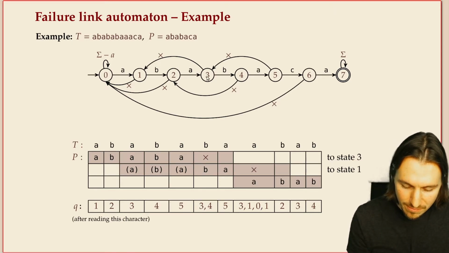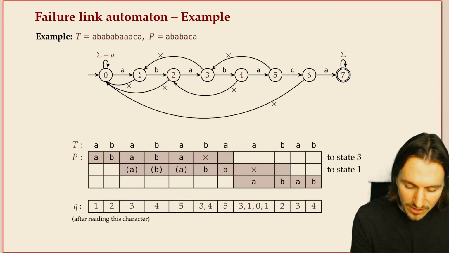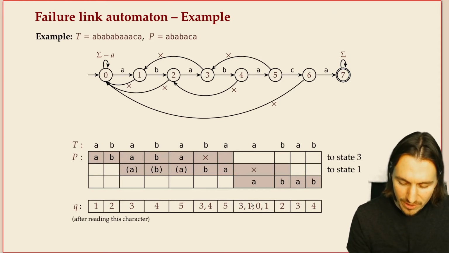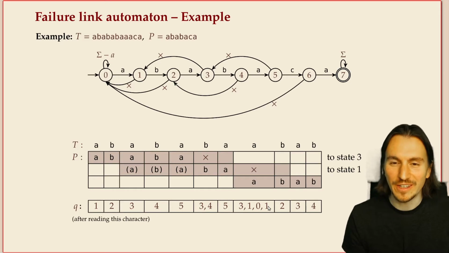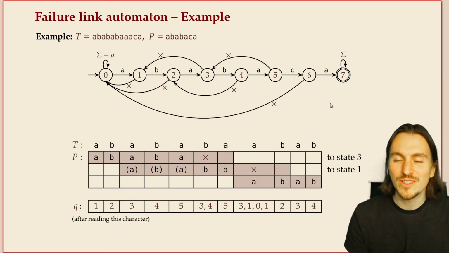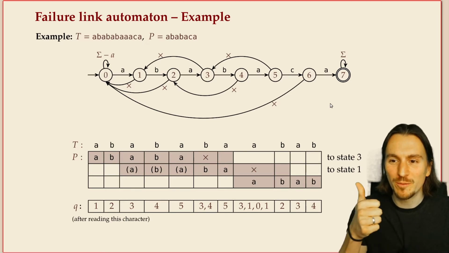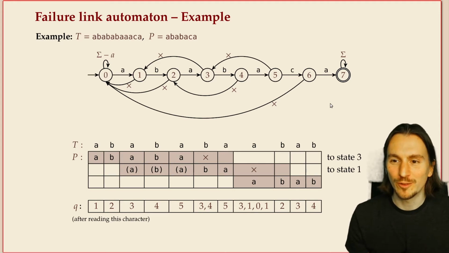If you are in state 3 and you try to read another A, you cannot read the A here, so you take the failure link. You cannot read the A here, so you take another failure link, and then you can read the A. So you go from state 3 to 1 and 0, and then eventually end up in state 1. That is the failure link automaton, and as you might already see, now we only have to store one number for each state, namely where does the failure link go? And we've lost this dependency on the size of the alphabet.